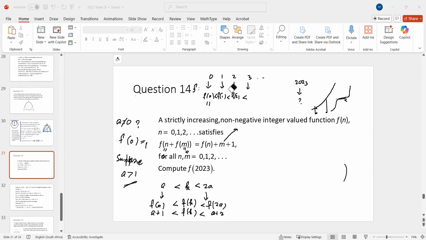So f of 0 now is 1, because we said a is not equal to 1. Right. And f of a is a plus 1. So if you put a equal to 0, you'll get 1 plus 1 is 2. Right? In fact, you can put m equal to 0 in this case here. Let's do it like that.